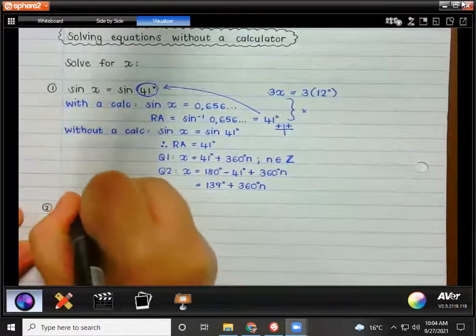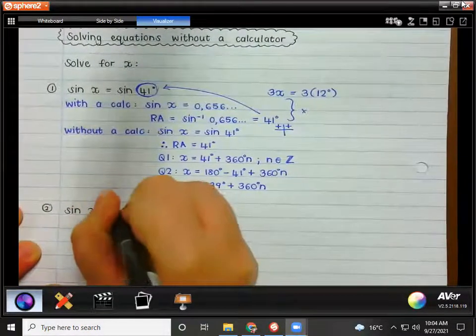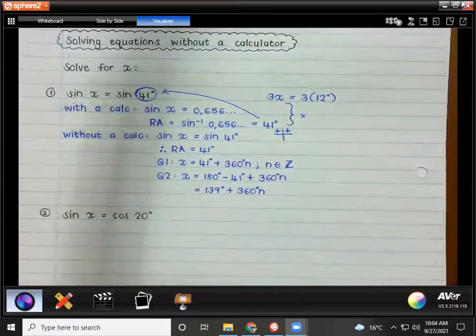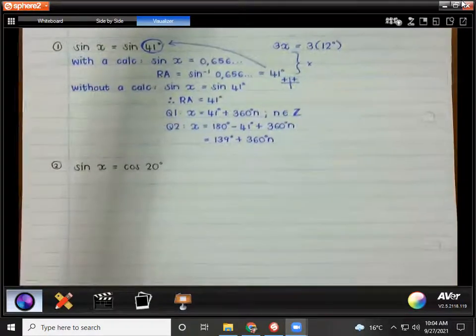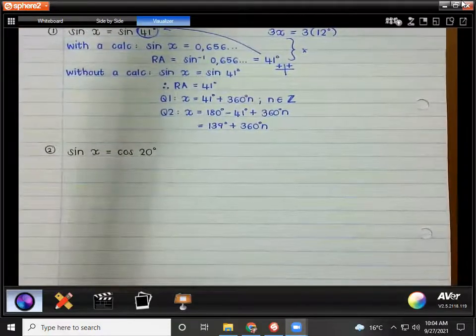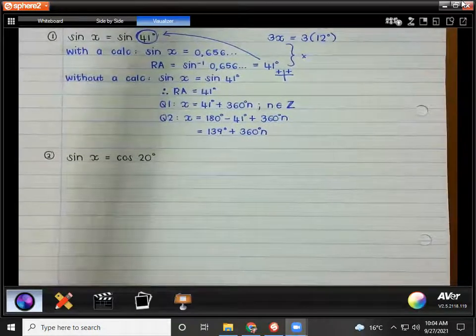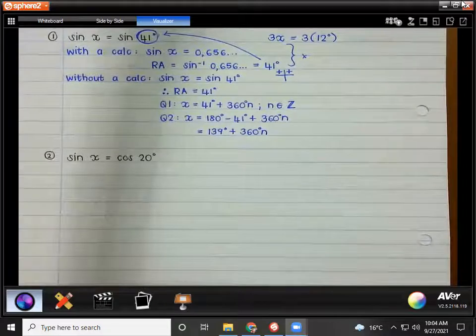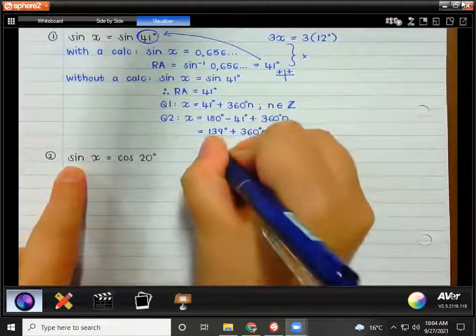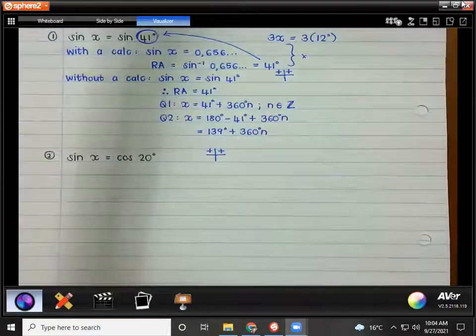Sine x is equal to cos 20. Now remember, we're just going to do this without the calculator. Sine x equals cos 20. What we need to recognize straight away is that it's positive cos 20. There's no minus in front. So we're definitely going to work in the quadrants where sine is positive again. But can I now say that my reference angle is 20?